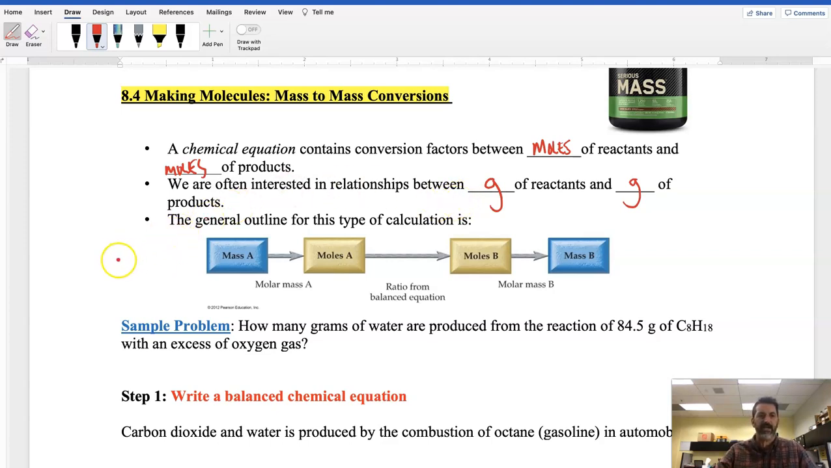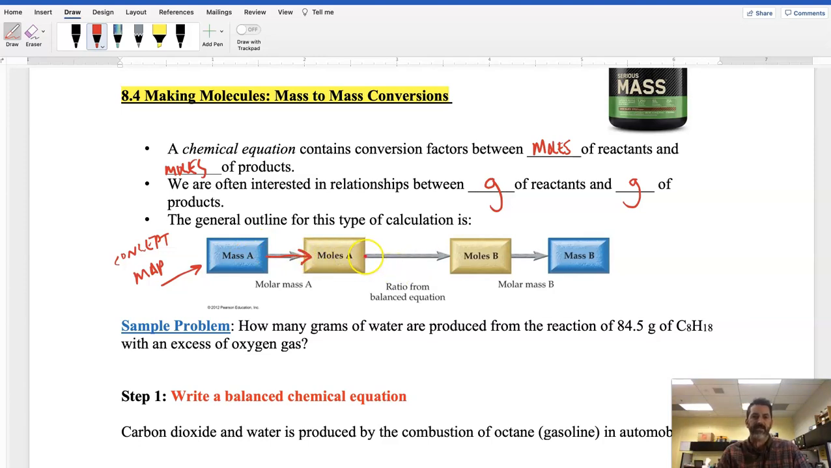Now we're going to use this as our concept map. So for all you visual people, this is going to be for you. What this is showing us is how we do any of these mass conversions. We take the mass of whatever A is, whatever's given, and the first step is we're going to convert it to moles. Well, I know how to do that. I know how to do mass to moles. I just find the molar mass.